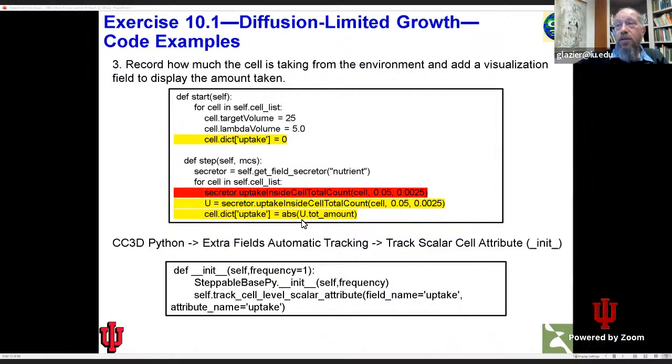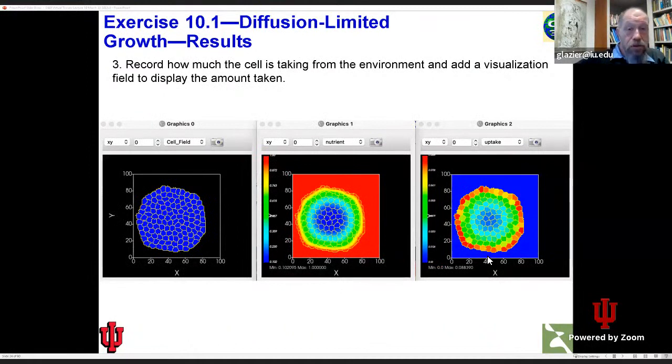And again, I had to do absolute value because you get a minus sign returned by total amount. Created a tracking field, which you already did. And here was my version of your code. And you can see then that the maximum uptake in this one was 0.08. Min is effectively 0. And so that means you could say, if you have a threshold of something like 0.075, you'll get proliferation just at the boundary and not in the center.